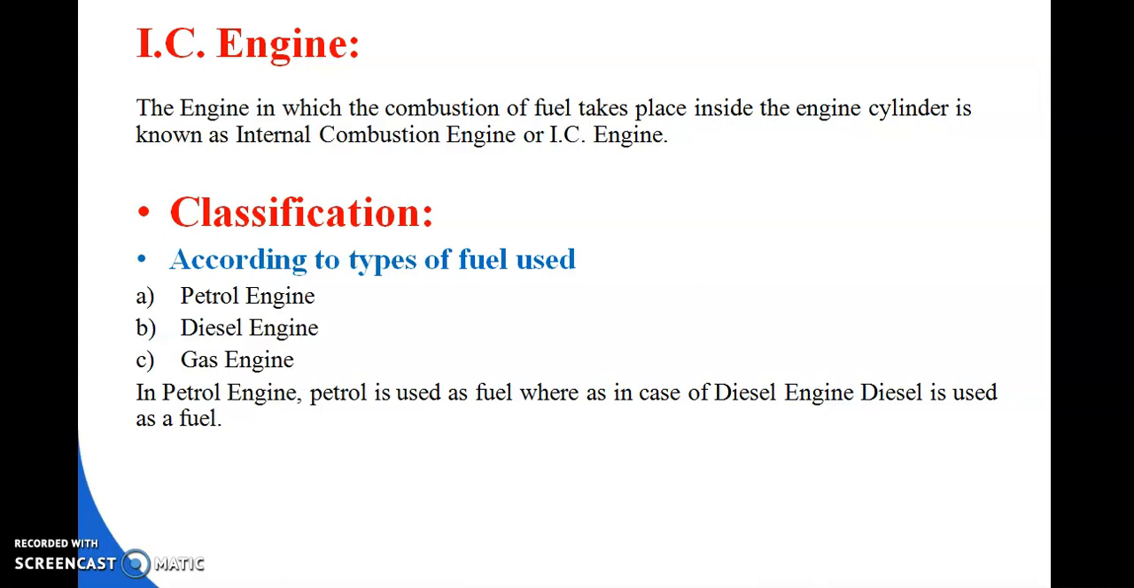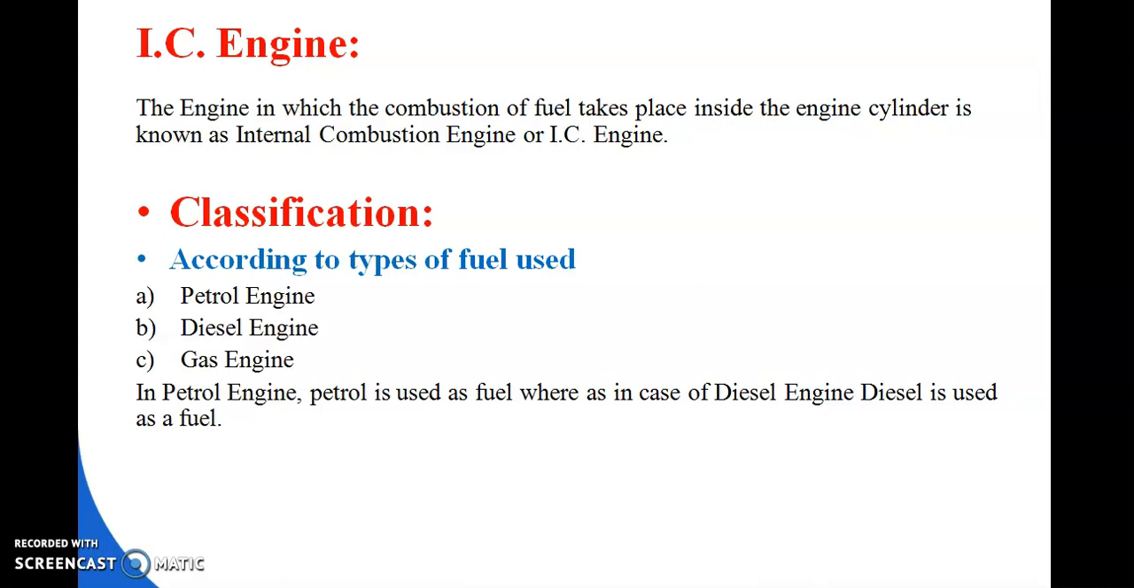At the differential, the final reduction of the gear or of the speed takes place, and the torque will be transferred to the wheel at an angle of 90 degrees. That's why there is a bevel gear. And due to the planetary gears, there will be variation of torque and speed in the left and right hand side wheels, and the power will be transmitted to the wheel.